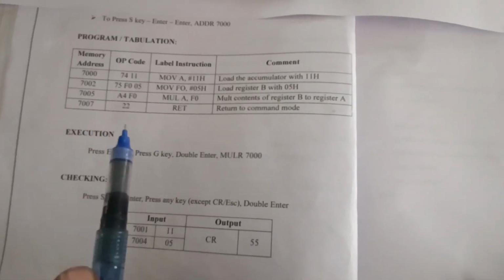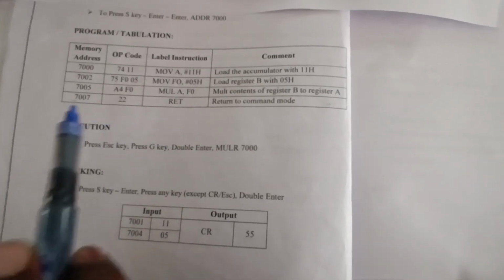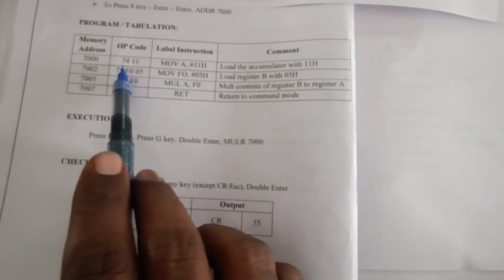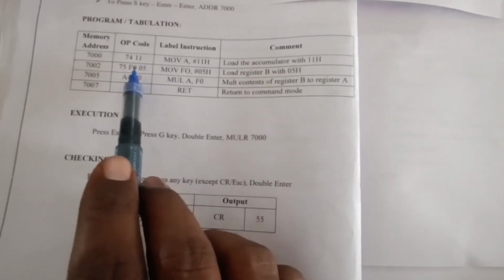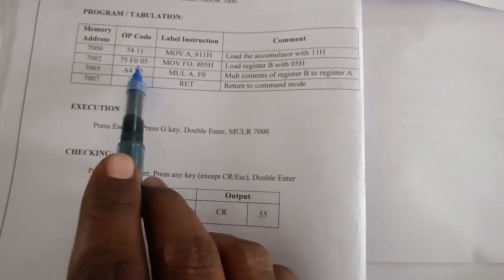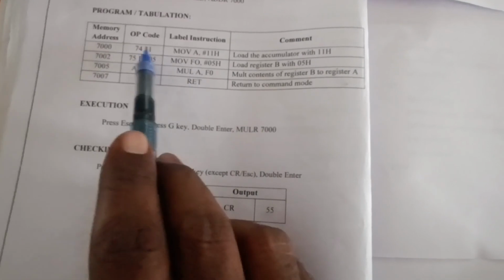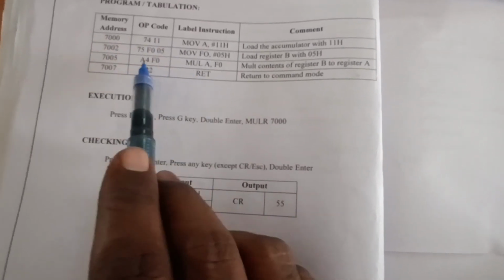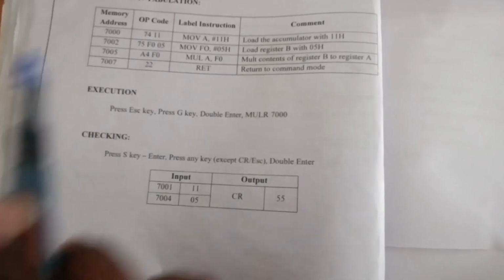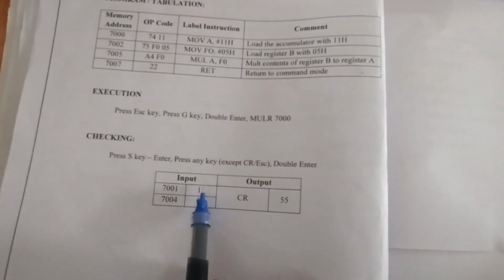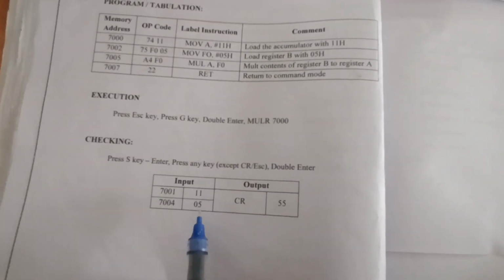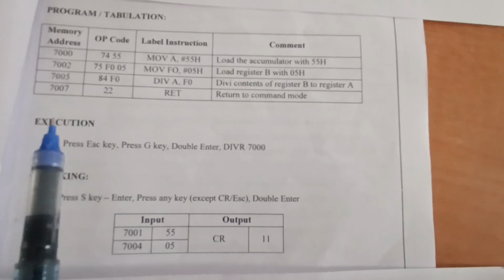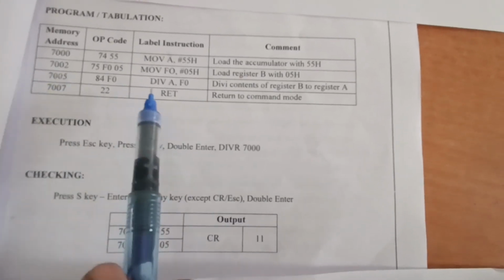This is a sample program of multiplication. We give MOV A, that is opcode 74, and we give the value 11. Then MOV F0, we give the value 05. Then 11 and 5 are multiplied with the help of the opcode A4. Then it returns to the initial position. So 11 and 5 will be multiplied, and it will show the output value of 55.